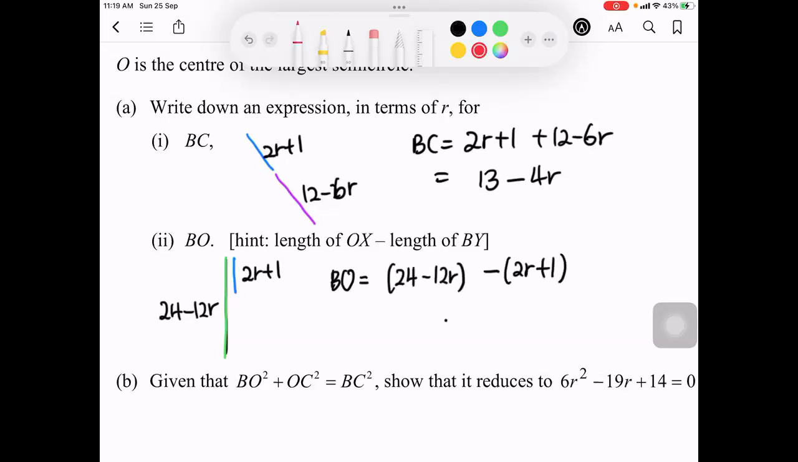Okay, take note of negative sign. This is so difficult. 24 minus 12r minus 2r minus 1. Then we simplify this. I get negative 14r, 24 minus 1, 23.